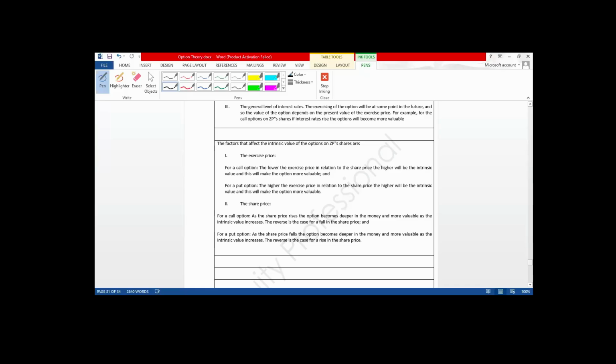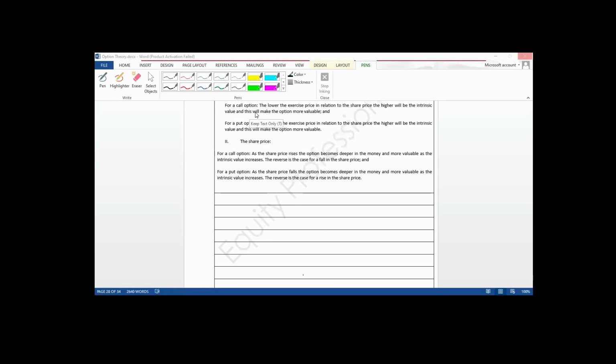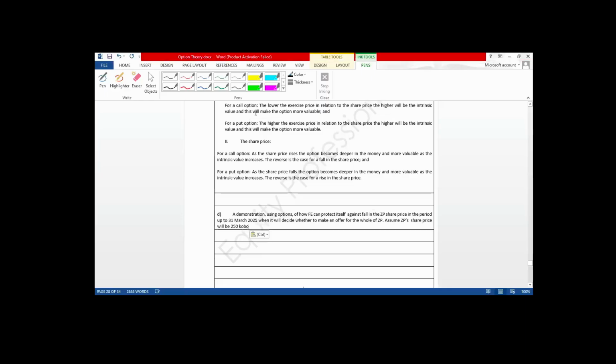The last requirement to round up this question. The requirement says we should demonstrate, using options, how Polar Engineering can protect itself against a fall in the share price in the period up to 31st March, when it will decide whether to make an offer for the entire share capital of ZP.